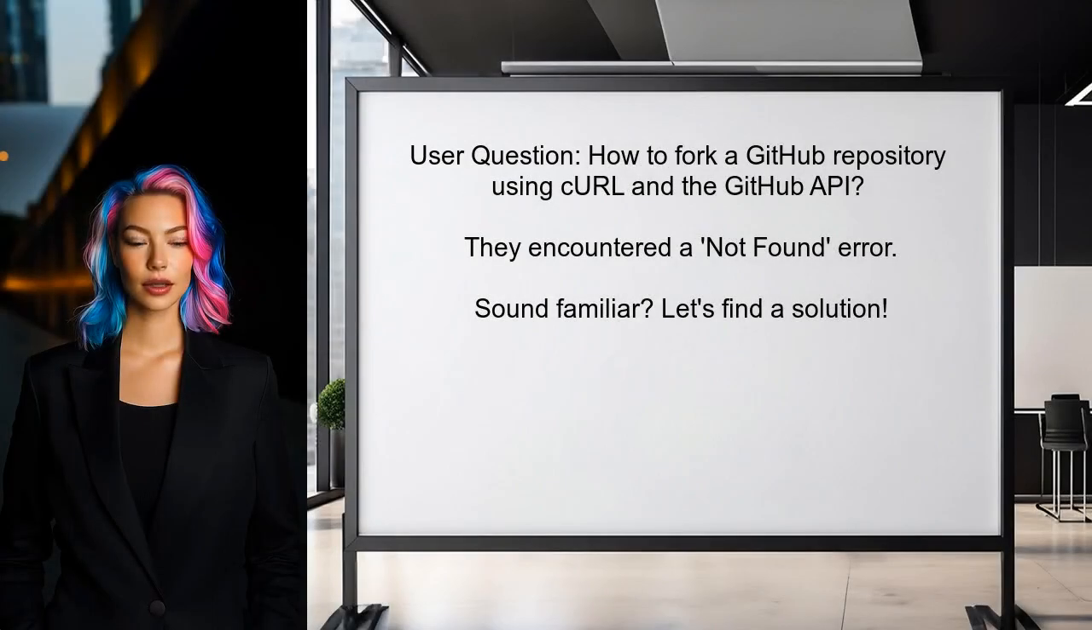Here's the situation. One user asked how to fork a GitHub repository using cURL and the GitHub API. They tried a couple of commands but ran into a not found error. Sound familiar? Let's dive into this and find a solution.